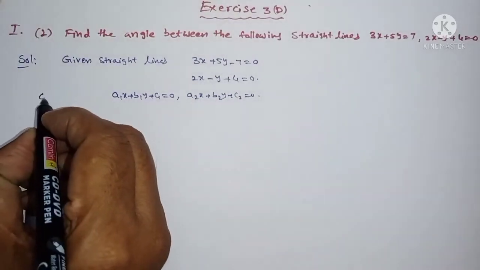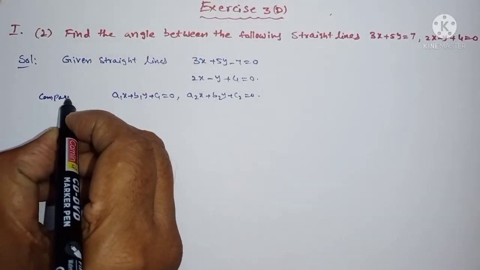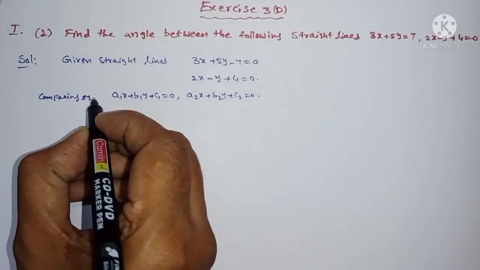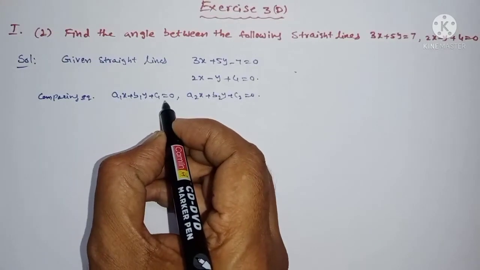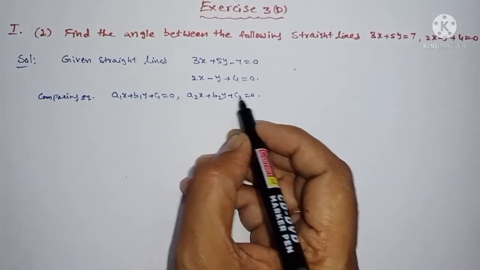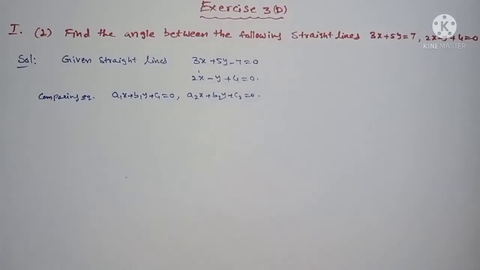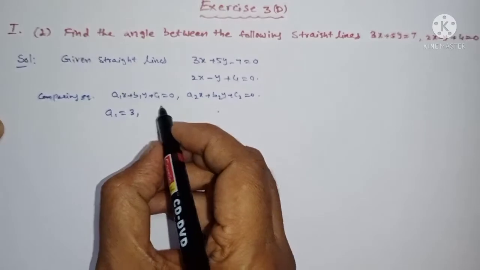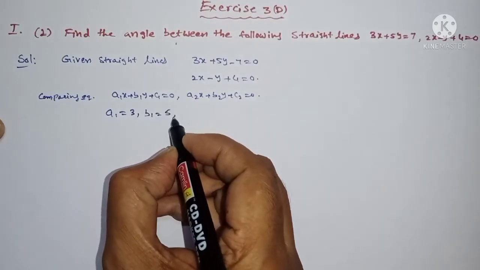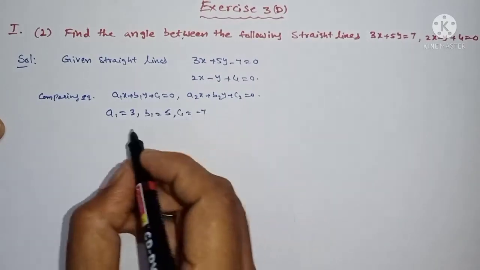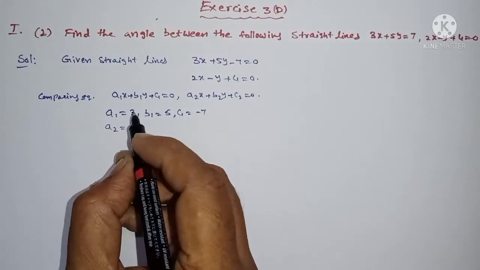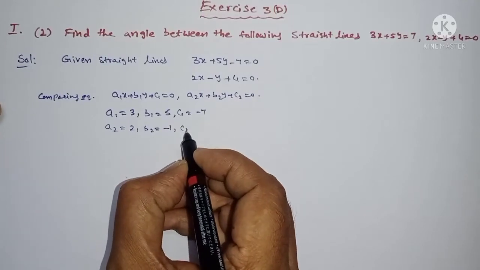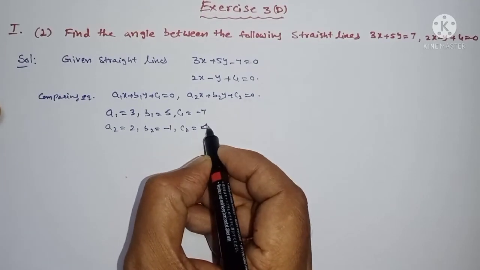We are comparing the equations a1x + b1y + c1 = 0 and a2x + b2y + c2 = 0. What happened here? A1 is equal to how much? 3. B1 is equal to 5. C1 is equal to minus 7. A2 is equal to 2. B2 is equal to minus 1. C2 is equal to 4 only.